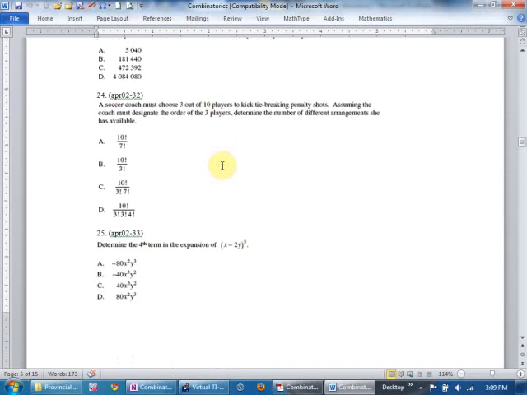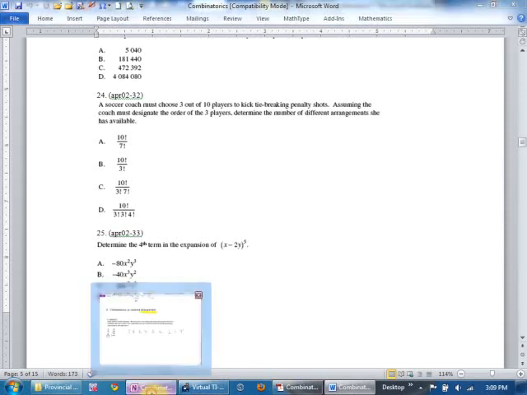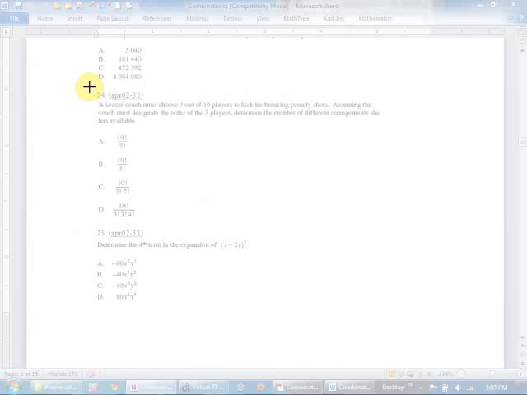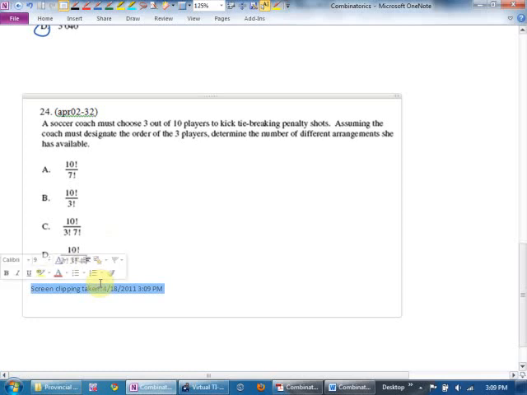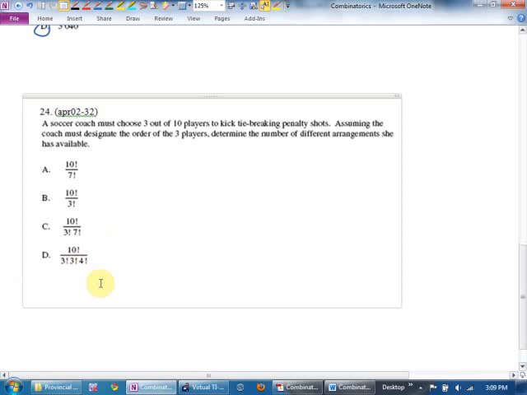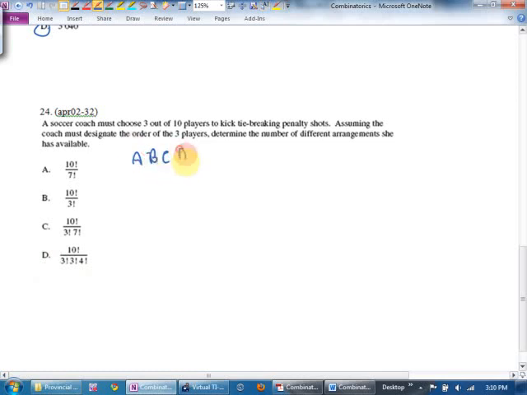But number 24 is a great permutation question. It says, a soccer coach must choose 3 out of 10 players to kick tie-breaking penalty shots, assuming the coach must also designate the order. Oh, order matters. How many different arrangements are there? I think I would call the soccer players A, B, C, D, E, F, G, H, I, and J. You can do it 10 choices, 9 choices, 8 choices.